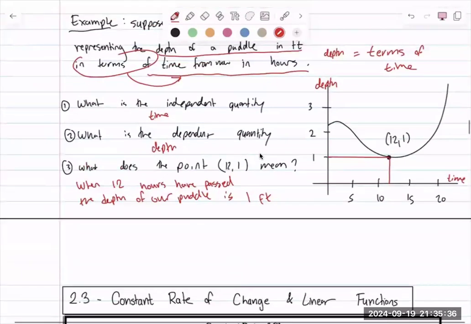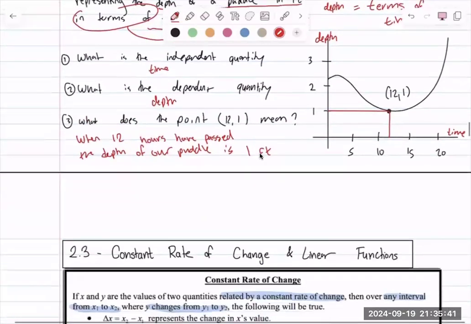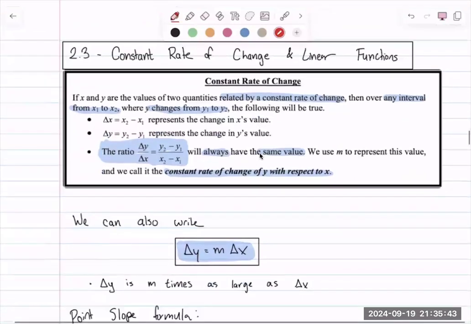Again, I'm not going to do any more examples because all of the questions in the exam review will help you with this concept.